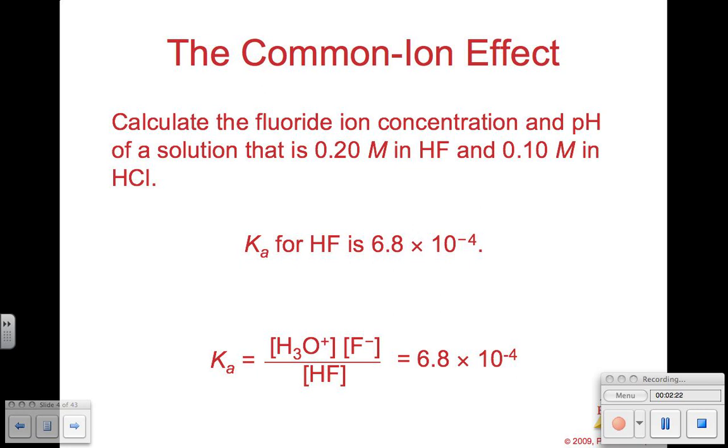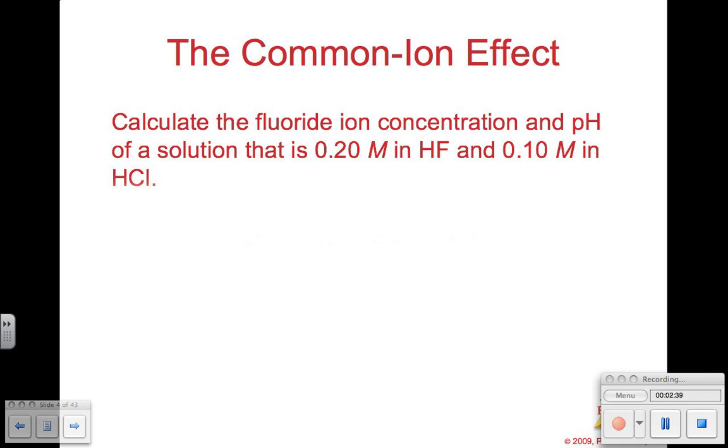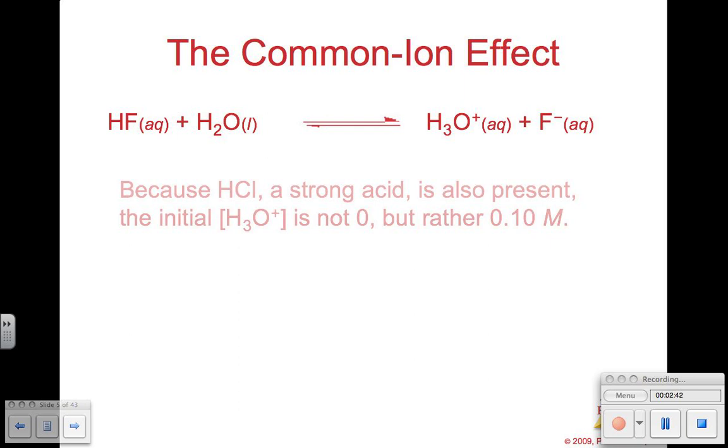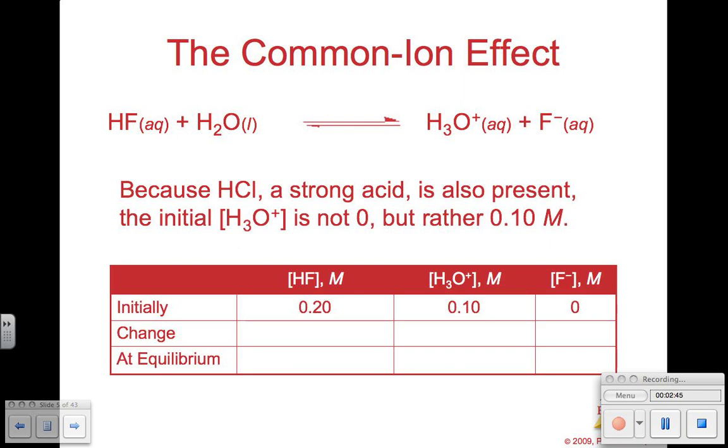Now we can write Ka equals the concentration of H3O plus times the concentration of F minus, which is the conjugate base of the HF, over the concentration of HF. That's just writing the expression for the weak acid and making that equal to the Ka. Now, because HCl is a strong acid, we have 0.1 molar concentration of H3O plus, and then we also have this 0.2 molar of the HF. So we've got 2 different initial conditions.